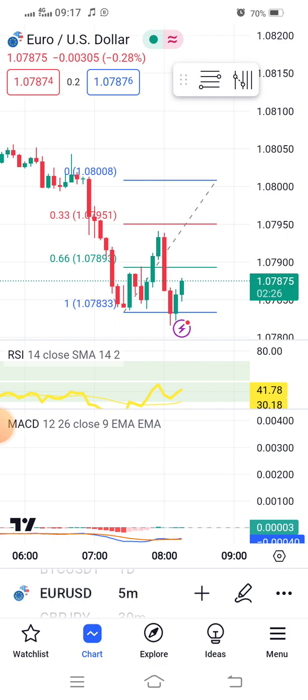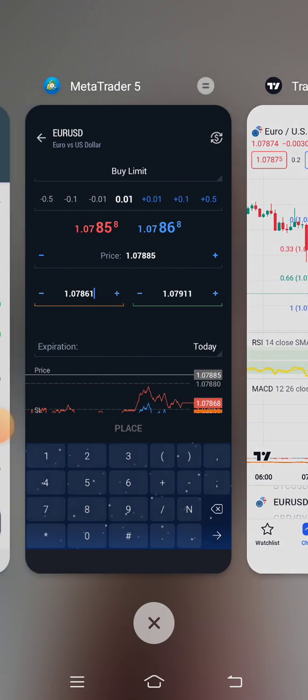Right now, our RSI is trading at 41.78. Not bad. It means price is coming up, as you can see. Basically, it's supposed to be a buy order and not a sell order because the market is oversold already. So, guys, this is how you go about your trades.